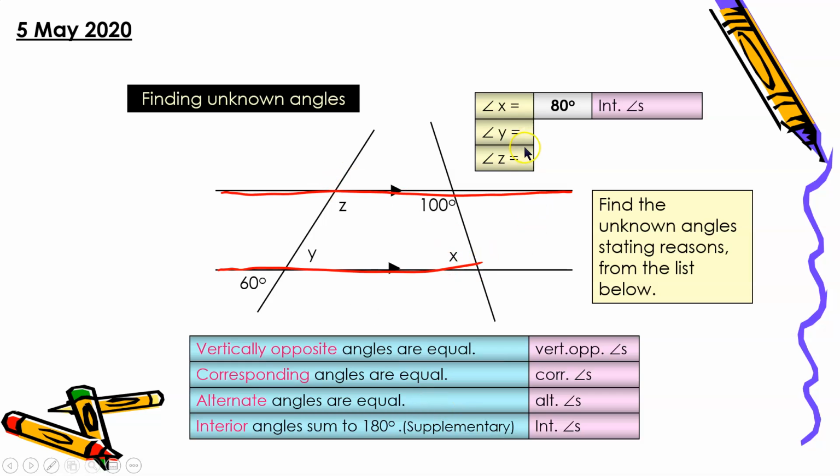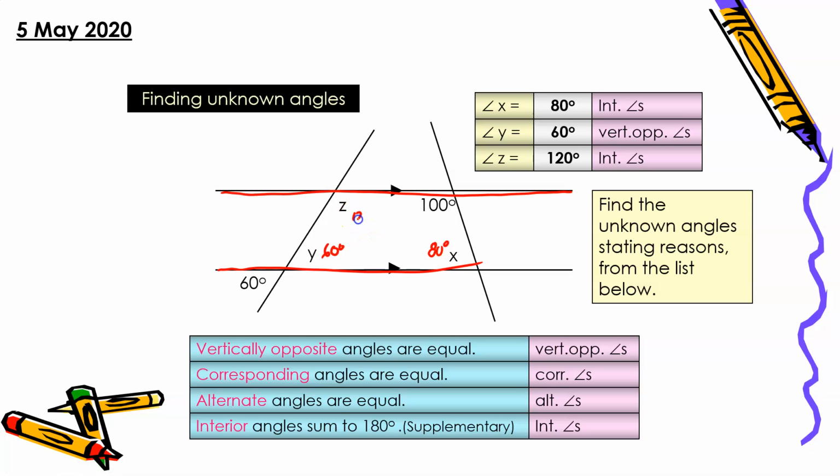Then looking at Y, is there a way we can work out Y? So yes, Y is 60 degrees, and that's because Y is vertically opposite to X. And then, so we've got 80 here, we've got 60 here. It's always a good idea to draw on the diagram so it makes the numbers a lot clearer. And then obviously with Z we can use co-interior angles to work out that that should be 120. So that's a combination.